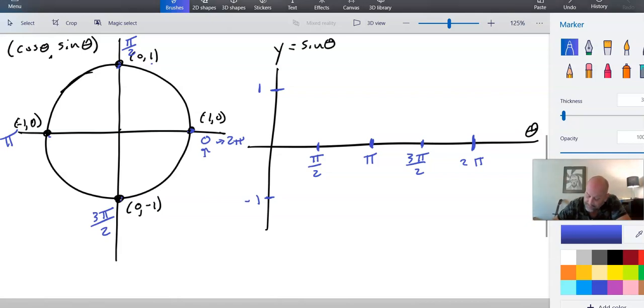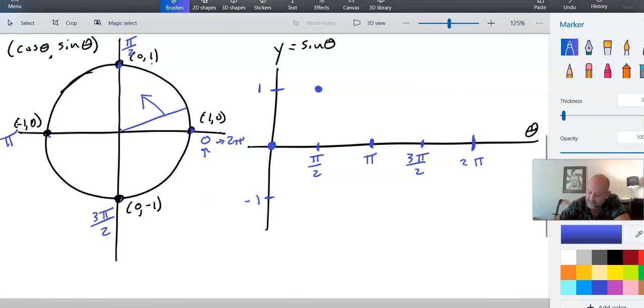Sine of theta is my y value. It's 0. So I have the point (0, 0) here to start with. Now, if I go up to pi over 2, if I let my angle rotate in this direction as I go, and I come up to here, to pi over 2, my y coordinate is now 1. So that means at pi over 2, I'm at 1.